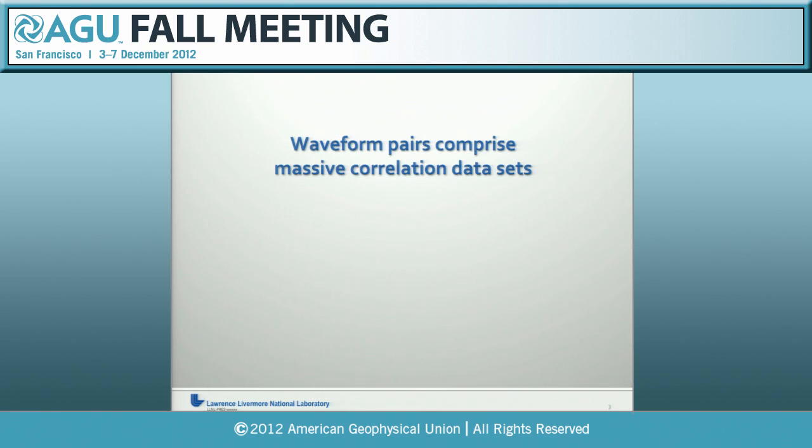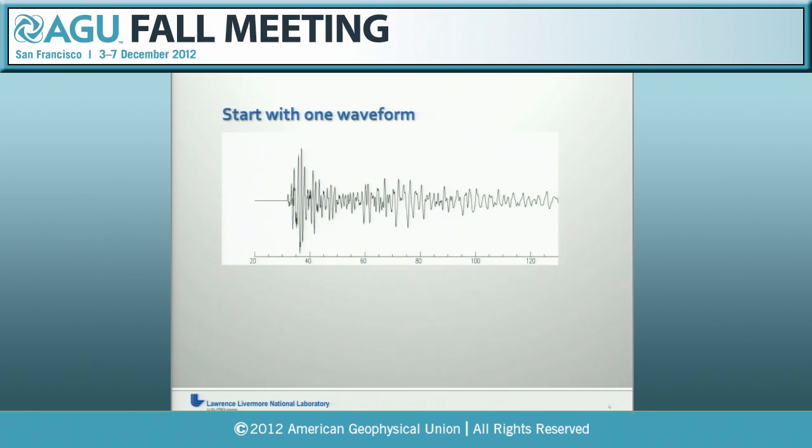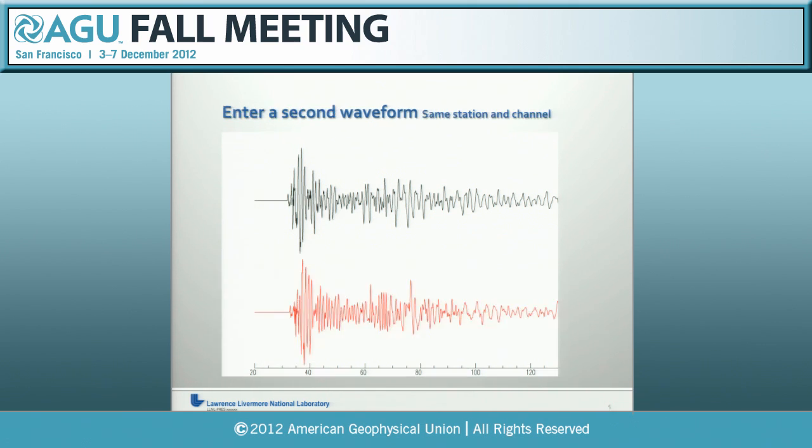So fundamentally, these massive, huge data sets are made up of differential time or correlation pairs. And what I want to do is just step through what these correlation pairs look like. So we always start with an individual waveform. In this case, it's a nuclear explosion recorded at the Mina station in Nevada. To that, we might add another event. This is another nuclear explosion. It's a few kilometers away from this one.